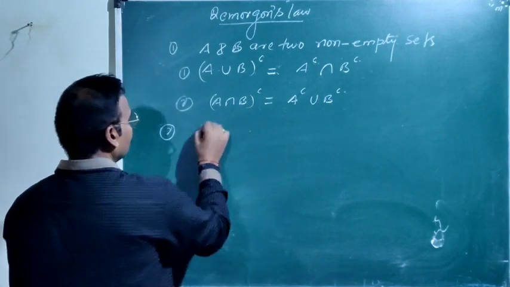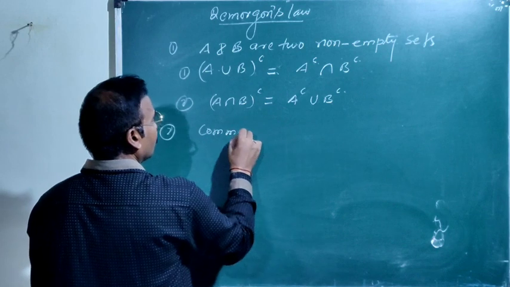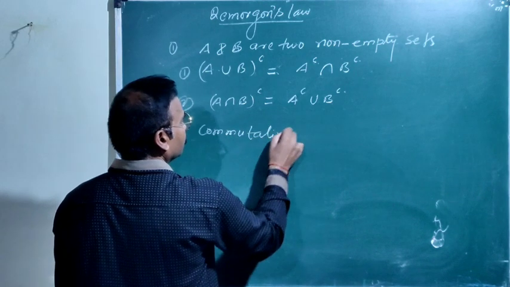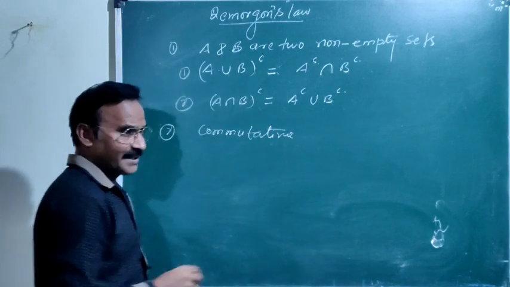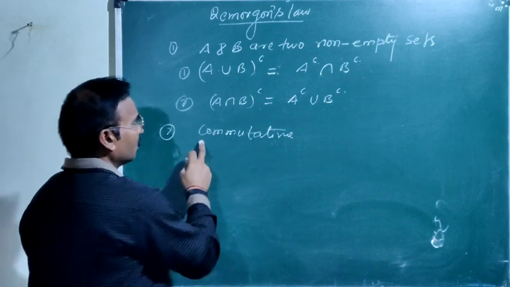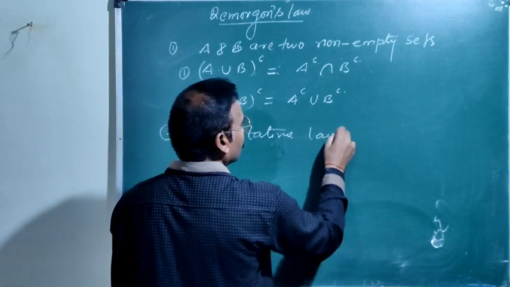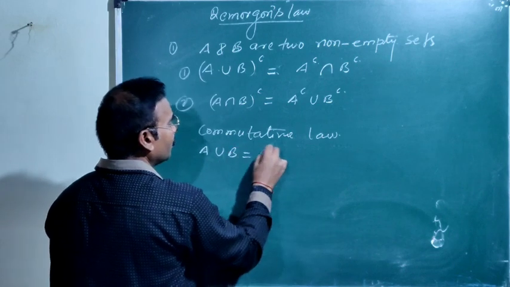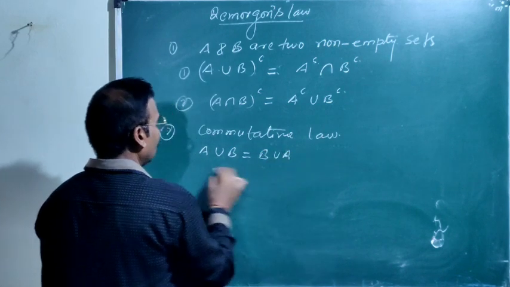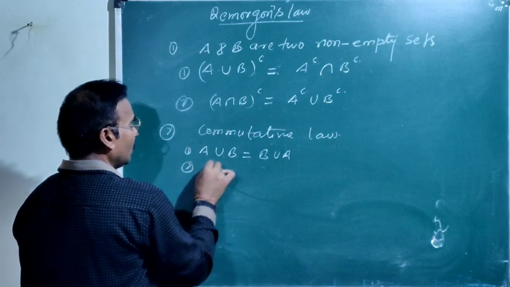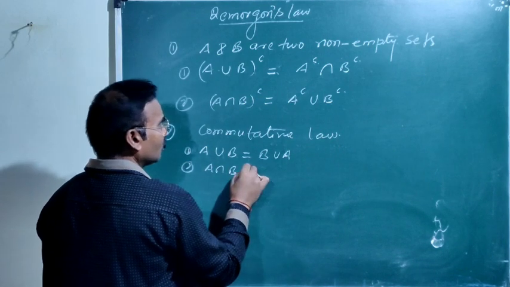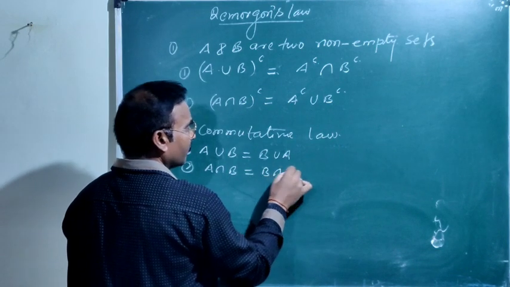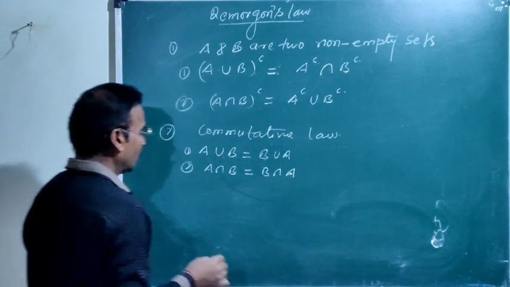Second, commutative law. These are the laws of the sets. Commutative law means A union B is also equal to B union A, and A intersection B is also equal to B intersection A. Okay.